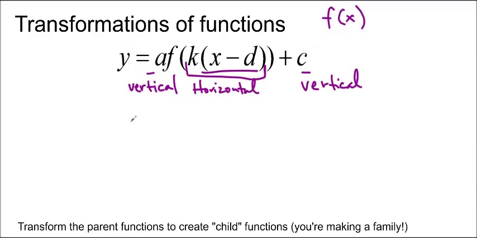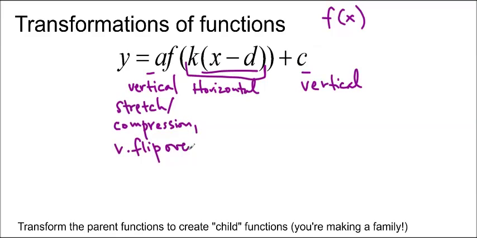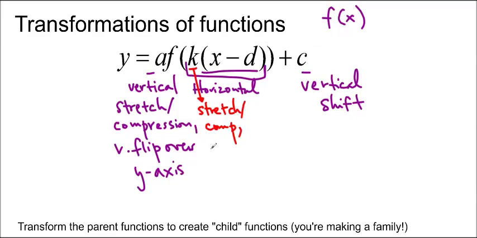Okay, so the a is a vertical stretch or compression. It's called a dilation. And it could also be a flip, a vertical flip over the x-axis. It's a little bit counterintuitive there. The c is the vertical shift. And then I've got k, which is the horizontal stretch or compression, and a horizontal flip over the y-axis.